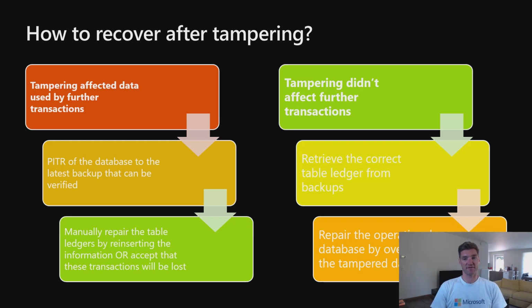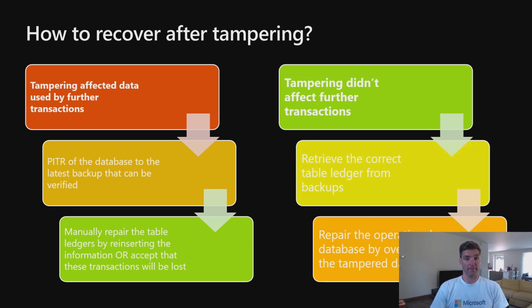If any transactions were executed after the tampering has occurred, you will need to accept that you lose these transactions, or they need to be manually repaired in the ledger table by reinserting that information for the verified transactions, and then recomputing the hashes for these new transactions that occurred after the first tampering event in the database ledger.